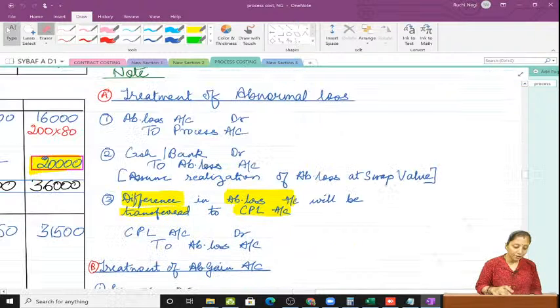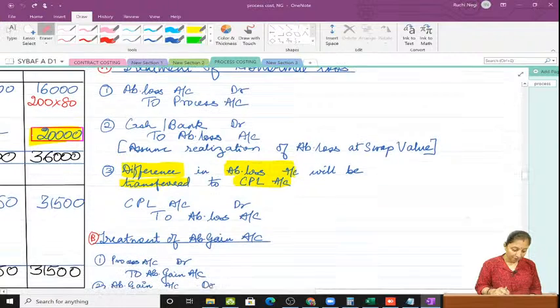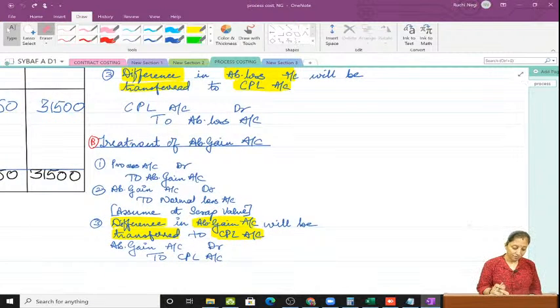Now this is the theoretical part of abnormal loss, very important from an examination point of view. Treatment of abnormal loss: first, abnormal loss to process account. Then you assume it is realized in cash, so cash to abnormal loss, at the scrap value which will be given. The difference in abnormal loss will be transferred to costing P&L account, so the journal entry becomes CPL to abnormal loss. This is the treatment of abnormal gain: process account debit to abnormal gain account, and then you assume it is going at a scrap value, so abnormal gain to normal loss account.